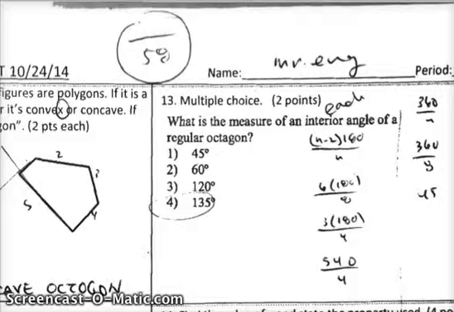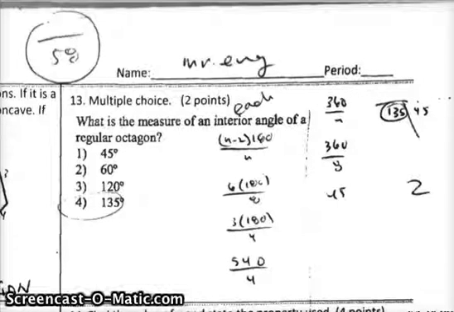Question number 13. What is the measure of an interior angle of a regular octagon? So notice how this problem does not say the word sum, and it does not say each. So that's when you should be thinking, well, it says interior angle. That means one angle, or each angle. That equation is n minus 2 times 180 divided by n. And you can just substitute in octagon. So octagon is 8, 8 minus 2 is 6, 6 times 180 divided by 8. That'll give you 135, choice 4.